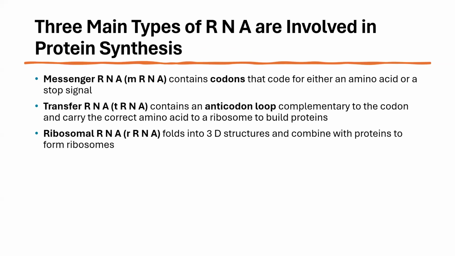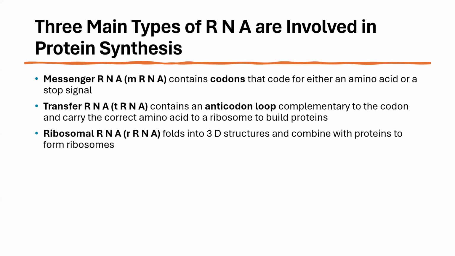So we have 3 major types of RNAs that we'll talk about here in gene expression. That's mRNA or messenger RNA, tRNA or transfer RNA, and rRNA or ribosomal RNA. And so the mRNA is going to have the codons that code for the amino acids and for the stop codon that stops translation. And so the way to think of this is that the mRNA carries the message, which is the code for making the protein.